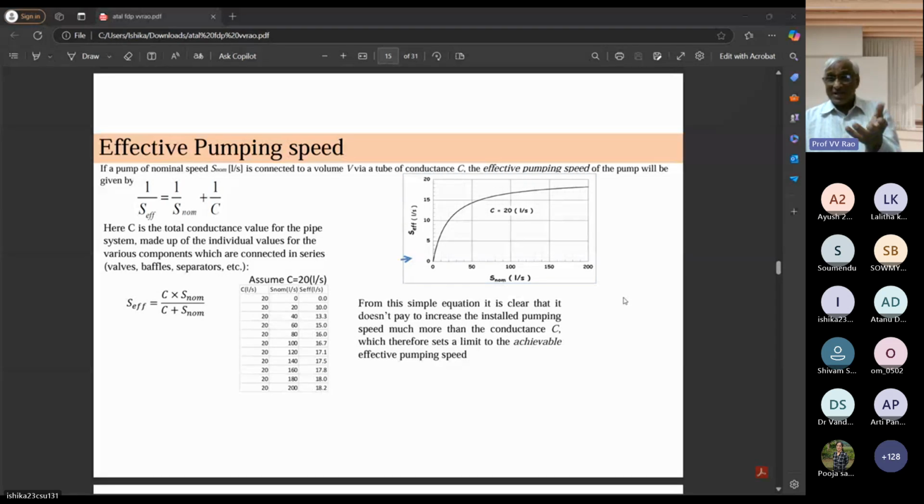How do you know this? For conductance calculations, there are formulae. If you know the diameter, if you know the length, and if you know the average pressure. Average pressure means pressure in the system is always high, pressure in the pump is always low. Otherwise, there will not be flow of gases from the system to the pump. This is a dynamic equilibrium, even though it is quasi-static.